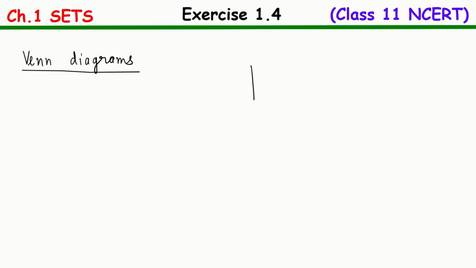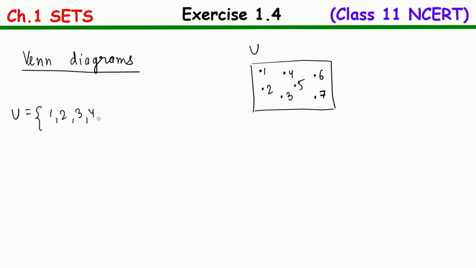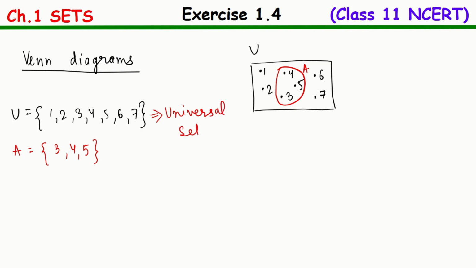Firstly we consider a set U like this. It has some elements 1, 2, 3, 4, 5, 6 and 7. So set U contains elements like 1, 2, 3, 4, 5, 6 and 7. Then we construct another set A. Suppose I construct this as A. Now A has only 3 elements, which is 3, 4 and 5. From this we get that U, the bigger set, is called the universal set, which contains all other sets.